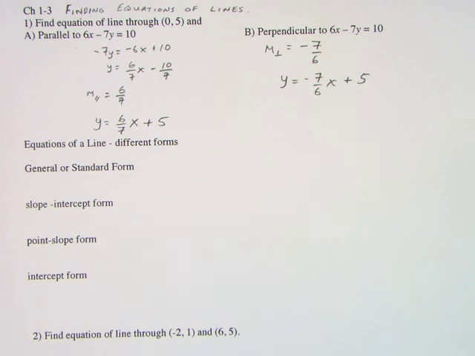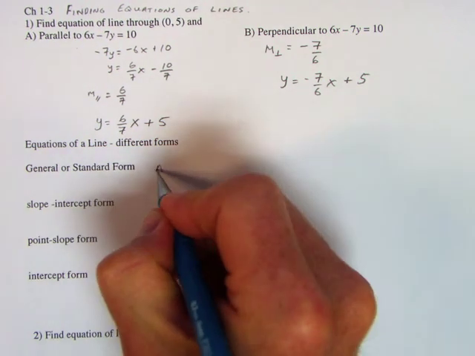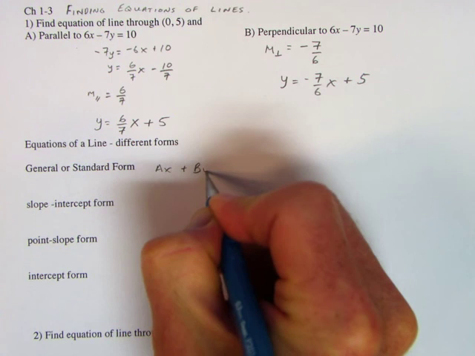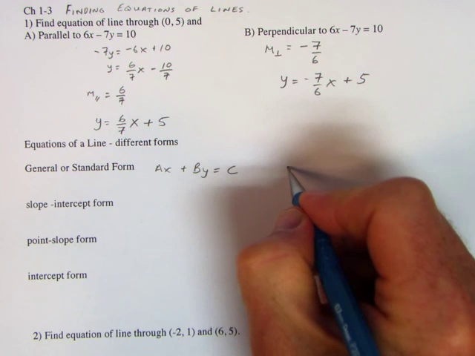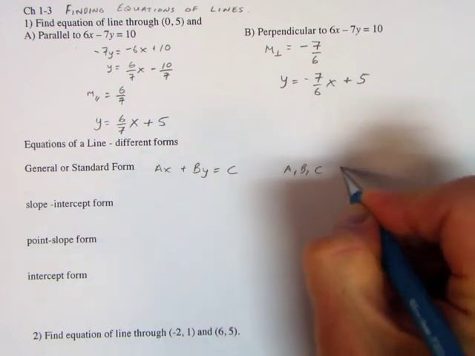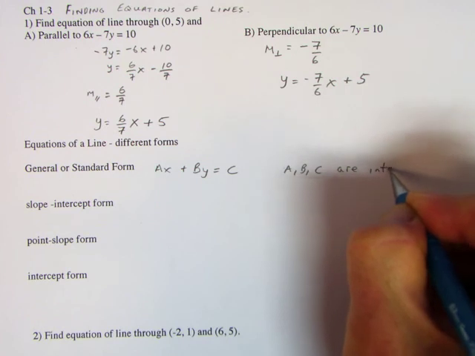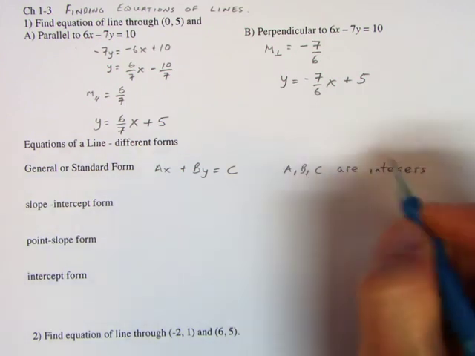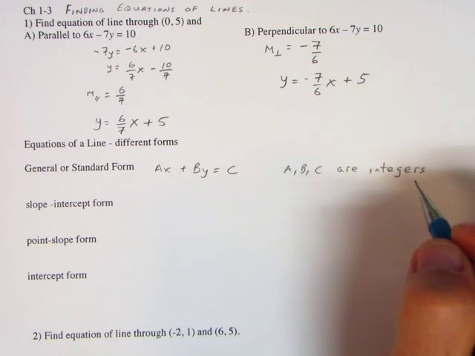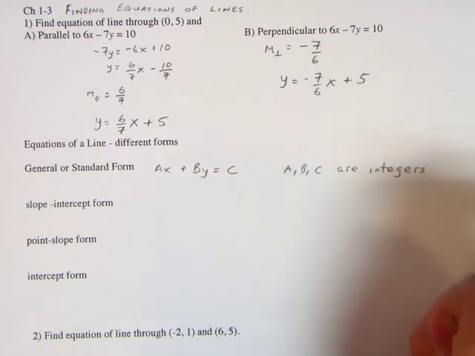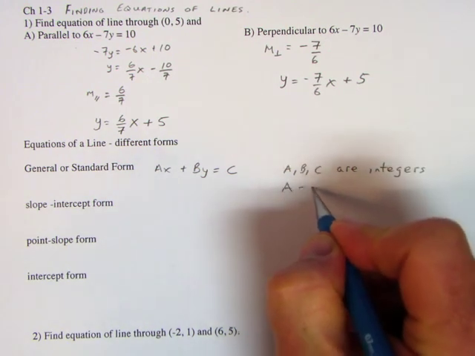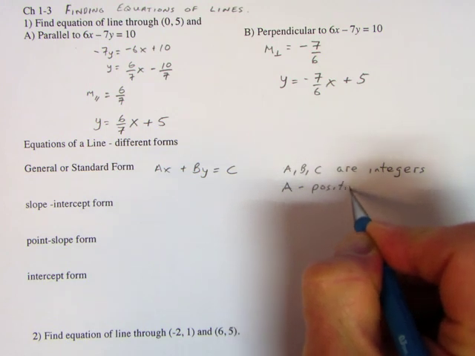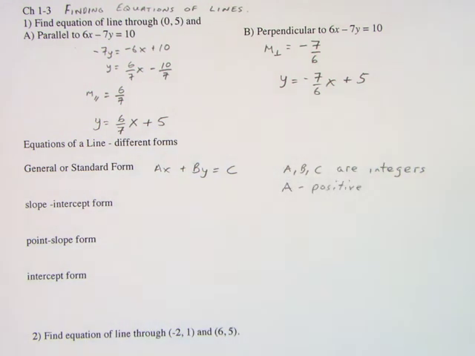Now there's many different forms for the equations of a line. We have the standard form, which is ax plus by equals c. Now when we do this, a, b, and c are integers. And what does an integer mean? It doesn't have any fraction in it, no decimals, whole numbers, positive or negative. And the standard way to do it is to make a positive. And so we'll follow that as well.